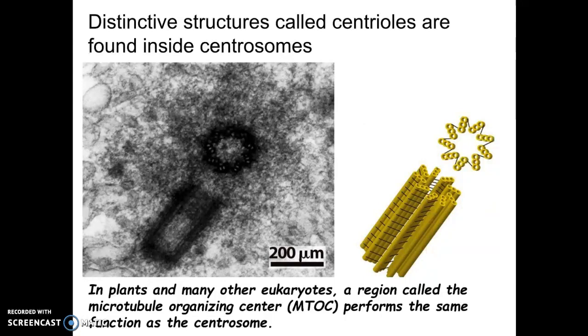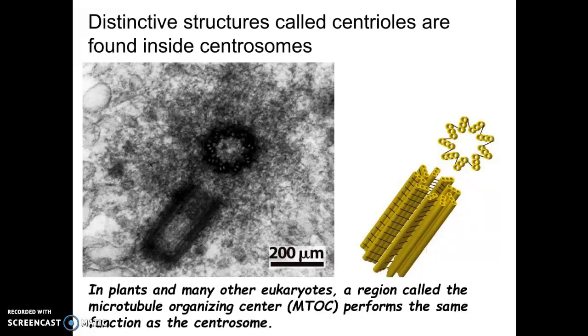This isn't the case in plants. Plants don't have centrioles. They just have a microtubule organizing center that performs pretty much the same function as the centrosome. So the centrioles, there's always two of them in the cell.